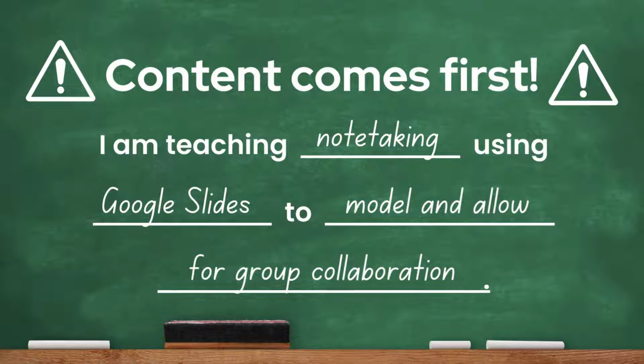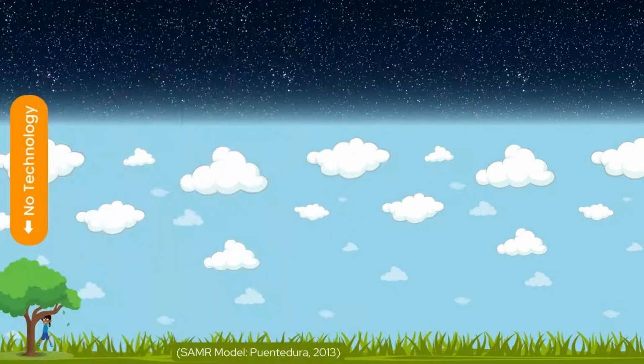What we want to avoid is using tech for the sake of using tech. Technology is a tool and it serves a purpose. So then how do we integrate technology with purpose? Let's take a look at the SAMR or SAMR model for help. The SAMR model was created by Dr. Puentedura in 2013 and compares 4 levels of technology integration.